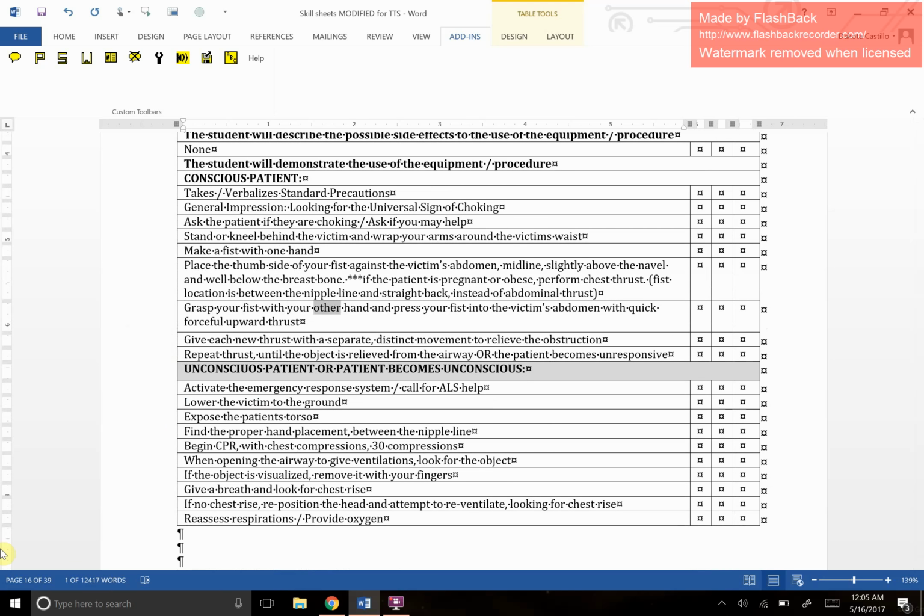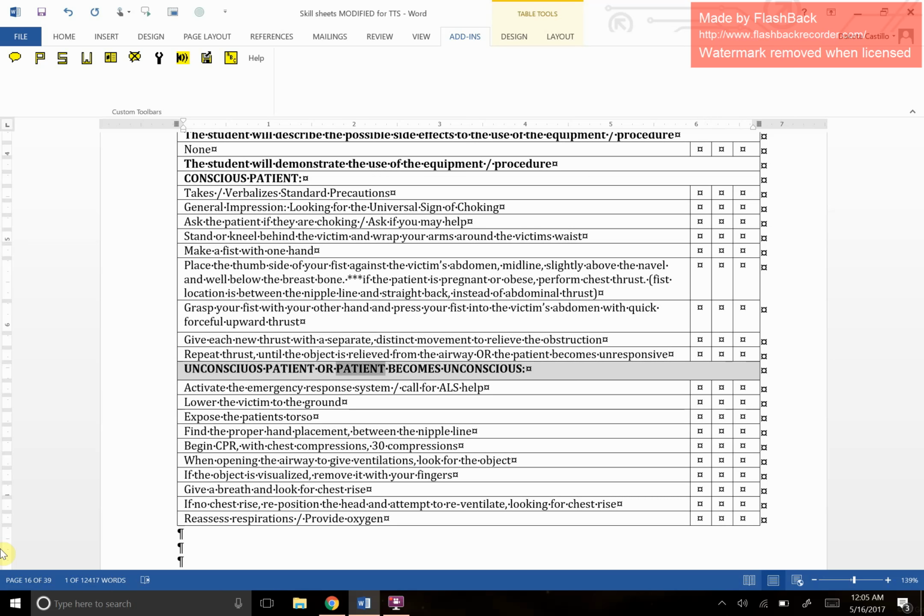Grasp your fist with your other hand and press your fist into the victim's abdomen with quick, forceful upward thrusts. Give each new thrust with a separate, distinct movement to relieve the obstruction. Repeat thrusts until the object is relieved from the airway or the patient becomes unresponsive.